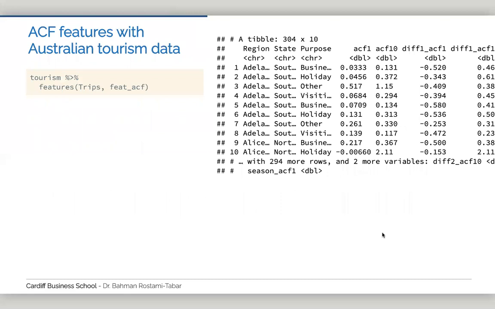If you put it in R code, this is how it looks. You have the tourism data, then we want to extract the features related to this measurement, and here is the function. And this is the output. If you run this code, this is what you get here. In each column, you see that we have all the features we have discussed here.